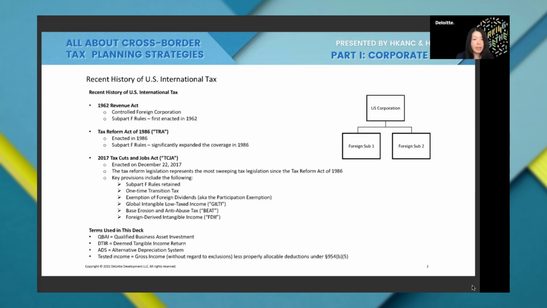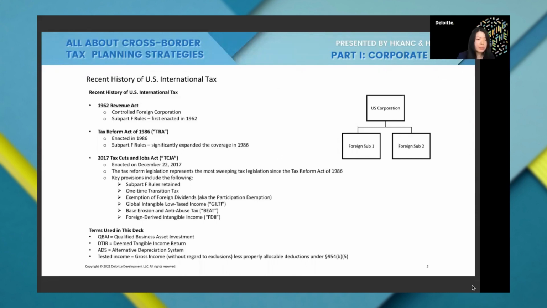Now let's jump to the next tax reform, which is a huge one. It's called the Tax Reform Act of 1986. Under this Act, the subpart F rule got extended to cover more areas. In the same picture again, the U.S. would tax the net income earned by U.S. corporations. The local country would tax the earnings earned by foreign sub 1 and foreign sub 2. But remember, we have subpart F rules, so the U.S. can tax the income earned by foreign sub 1.